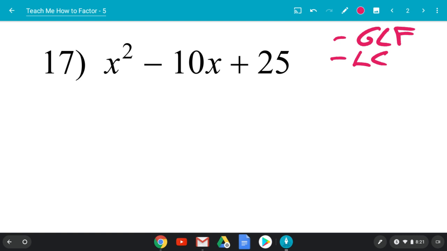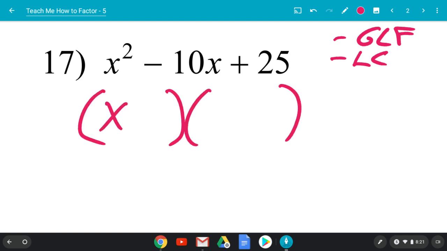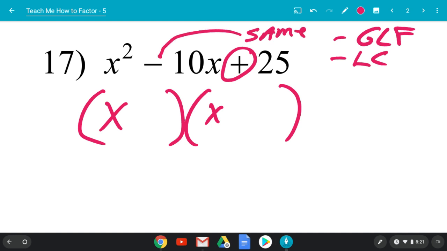Is there a leading coefficient? No. So, splitting signs. x and x. Signs tell me they're going to be the same, and they're both going to be negative. Now I need the factors of 25. 1 and 25, 5 and 5. Which of those come together to get me a 10?